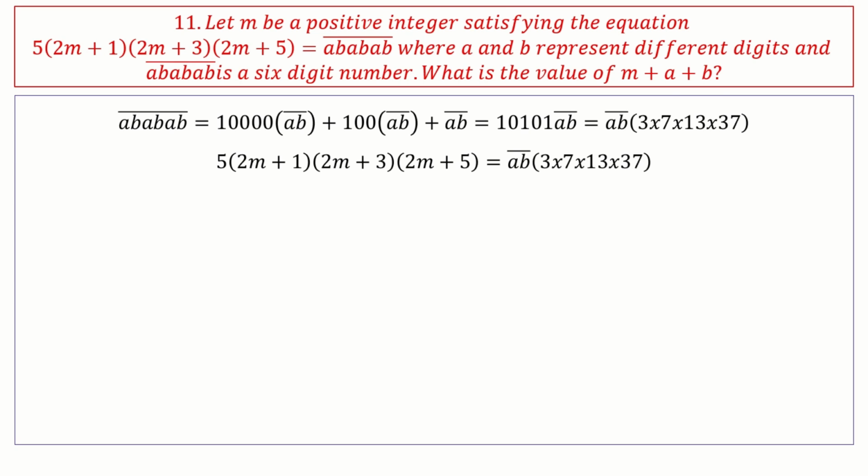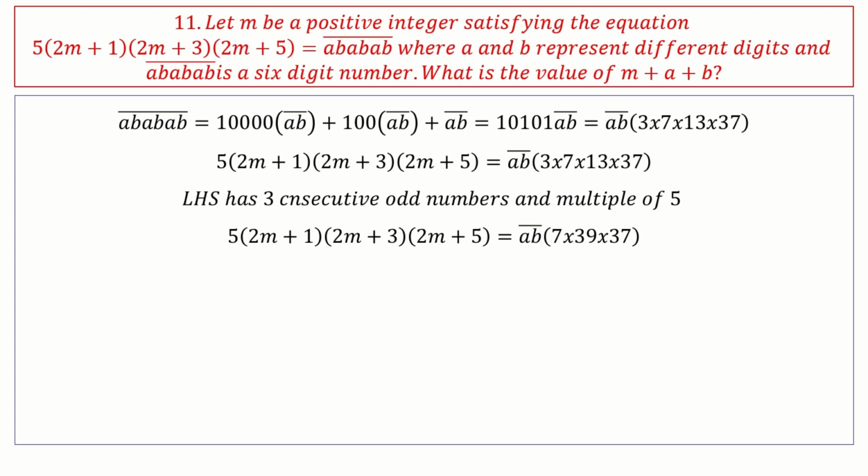Now if you see the LHS, you have 3 consecutive odd numbers: 2m plus 1, 2m plus 3 and 2m plus 5, times 5. Here, you try to adjust the existing numbers to be close to some consecutive odd numbers. So you get something like AB into 7 into 37 into 39. So AB into 7 should be either 35 into 5 because there is a 5 also here, or 41 into 5. There are only two options. So 7AB should be either 5 into 41 or 35 into 5.